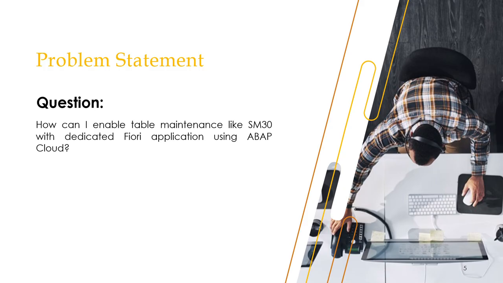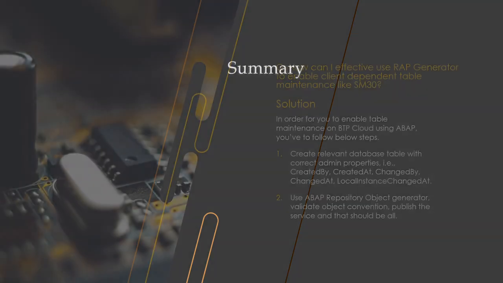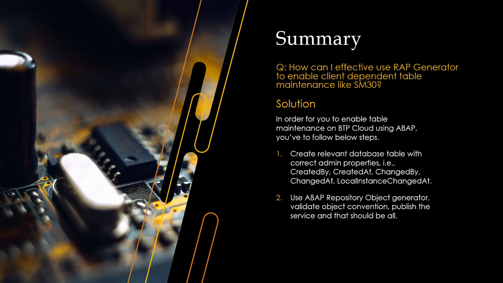Let us summarize what we have learned till now. How to effectively use Rep generator to enable master data maintenance like SM30 in ABAP Cloud. In order for us to achieve this, we have to follow following steps. Create database table with the required properties and administrative fields. Use ABAP repository generator, validate objects getting generated, publish the object, and that should be all.